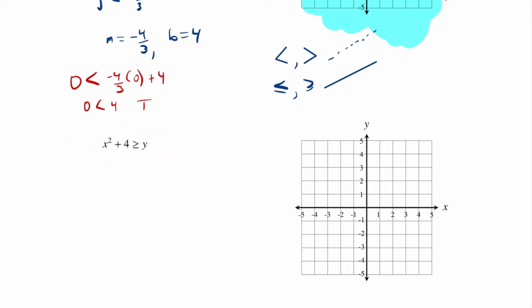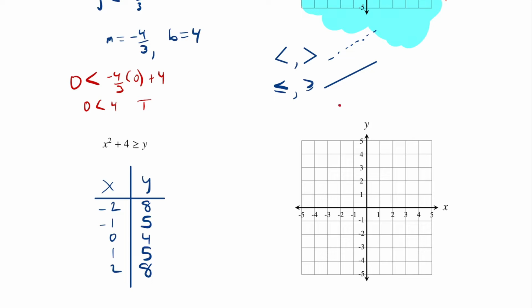For this one, it's a parabola that is shifted up 4 units. So we can create an XY table to get some points. Let's go with negative 2, negative 1, 0, 1, 2. If you substitute negative 2 for x, you're going to get 4 plus 4, which is 8. If you substitute negative 1 for x, you get 1 plus 4, which is 5. 0 gives us 4, 1 gives us 5, and 2 gives us 8.